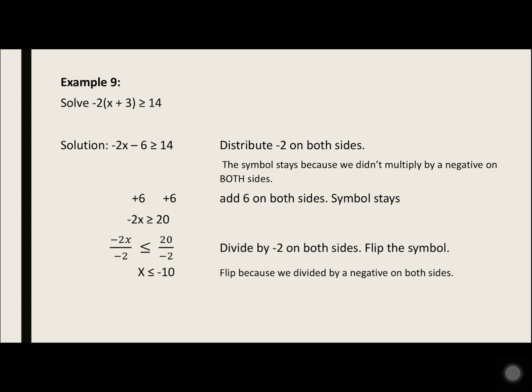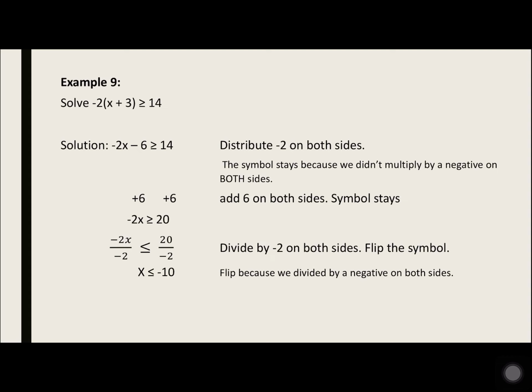Example 9. Distribute negative 2 on both sides. Negative 2 times x, negative 2x. Negative 2 times 3, negative 6. Now, the symbol stayed the same because we didn't multiply by a negative on both sides. That's why I said all parts of the rule are important. All we did was rewrite the left.